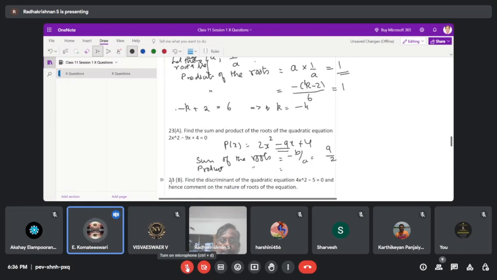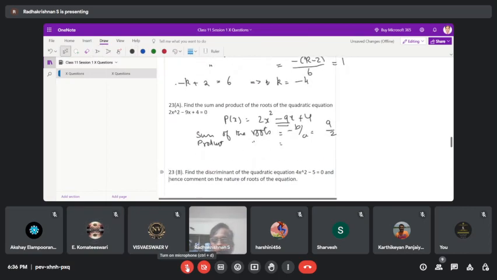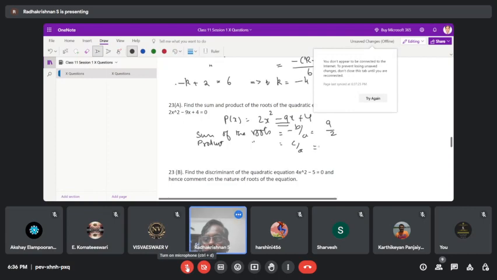Now the product is c by a. What is c here? 4. So 4 by 2, which is 2. So the sum of the roots is 9 by 2, and the product of the roots is 2.